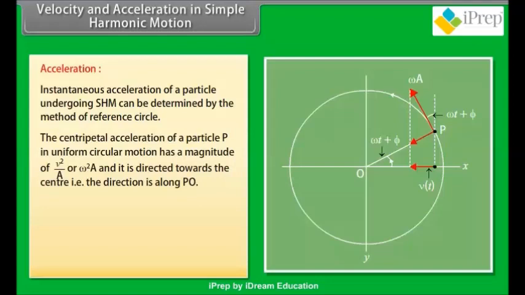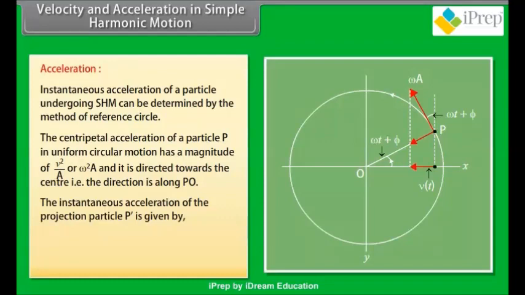The centripetal acceleration of a particle P in uniform circular motion has a magnitude of v²/A or ω²A, and it is directed towards the center, that is, the direction is along PO. The instantaneous acceleration of the projection particle P' is given by a(t) = −ω²A cos(ωt + φ) = −ω²x(t).